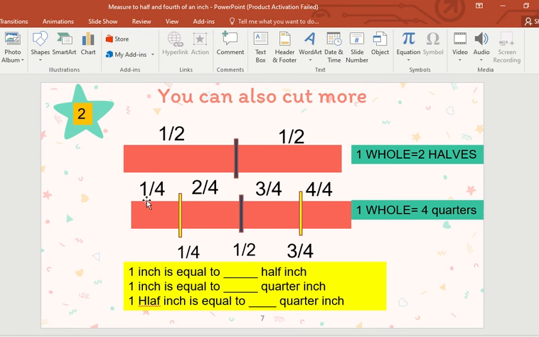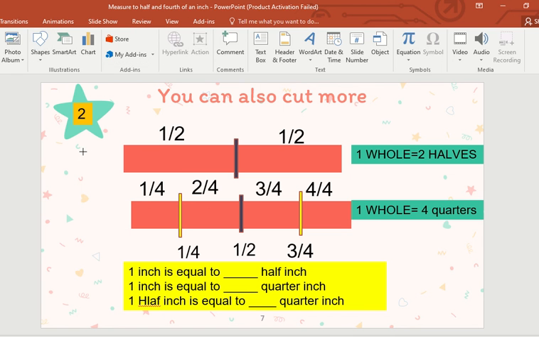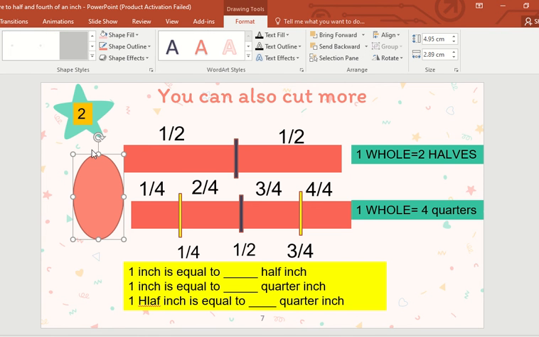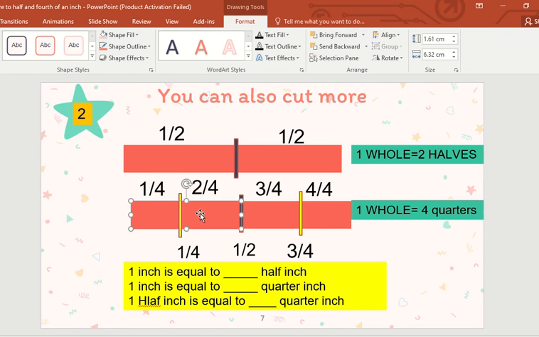Because this is a fraction. For example, if I make a circle and I cut it into four parts, if there is one part, I will say 1 by 4. If there are two parts of the circle, I will say 2 by 4. Same like this for all parts. Same like this for the lines. This one, 1 by 4. This second, 2 by 4, 3 by 4, and 4 by 4.